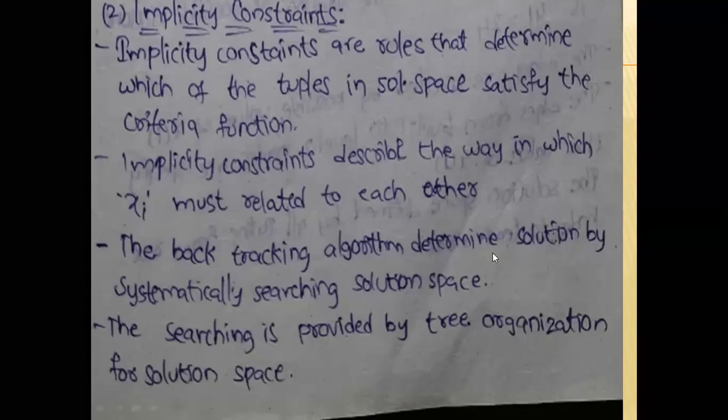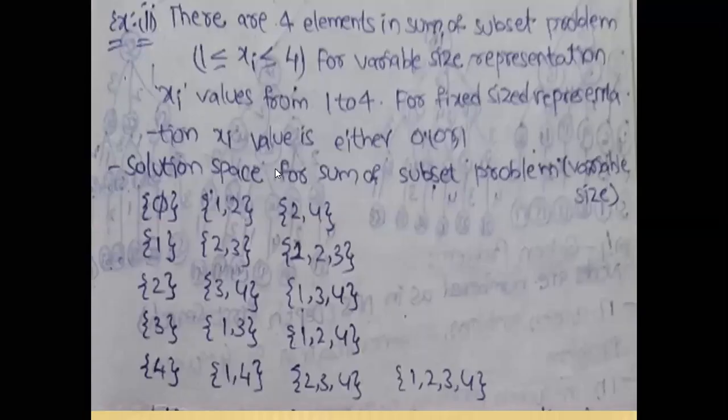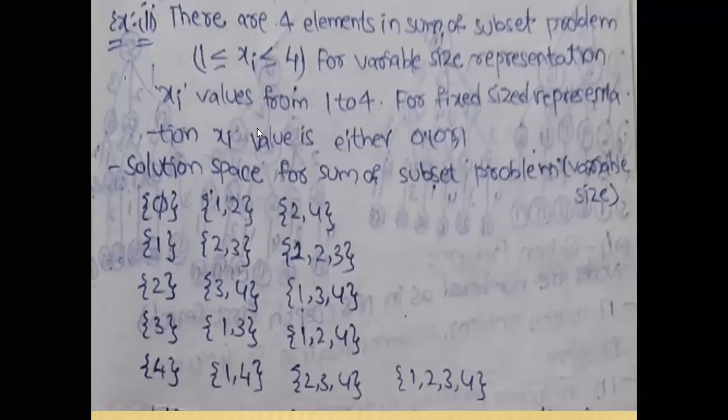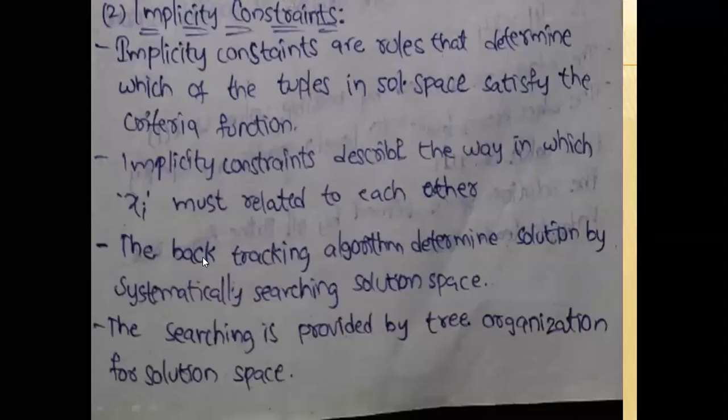In a backtracking algorithm, the solution is systematically searched in the solution space. For example, this is one of the solution spaces for the 4-queen problem. You are searching for the solution in the solution space by using implicit constraints. That is, a backtracking algorithm determines the solution by systematically searching the solution space.